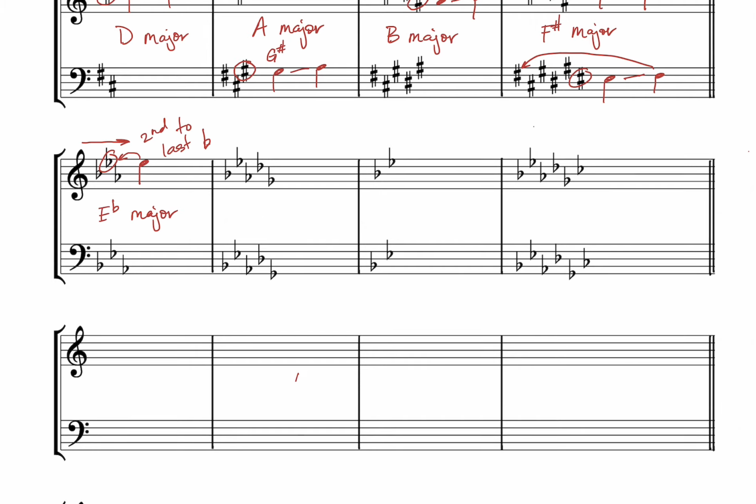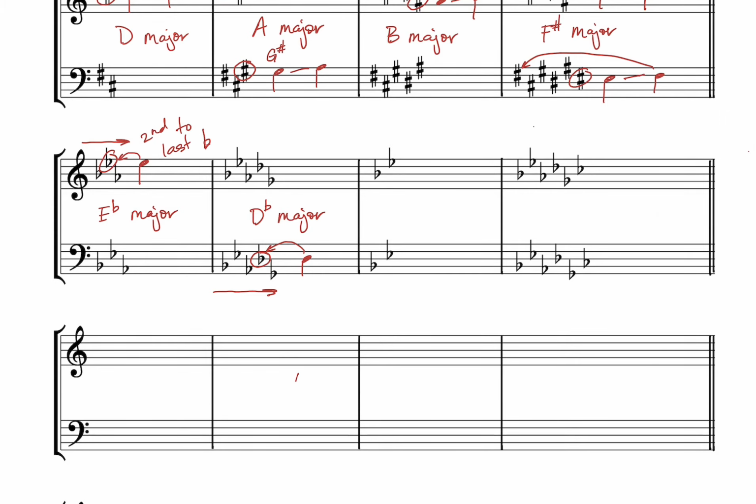Let's do the second one together. In the bass clef, we identify as we read from left to right the second to last flat. That's this flat here. The name of that flat is D. But because there is a flat in the key signature, it's D flat major.